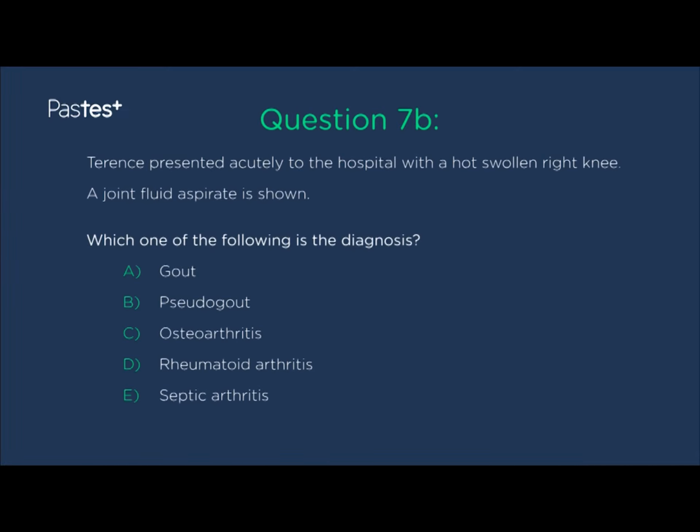So think about this gentleman some more. Terence presents acutely to the hospital with a hot, swollen right knee. A joint fluid aspirate is shown. What is the diagnosis? A, gout. B, pseudogout. C, osteoarthritis. D, rheumatoid arthritis. E, septic arthritis. I'll let you think about these for a moment.